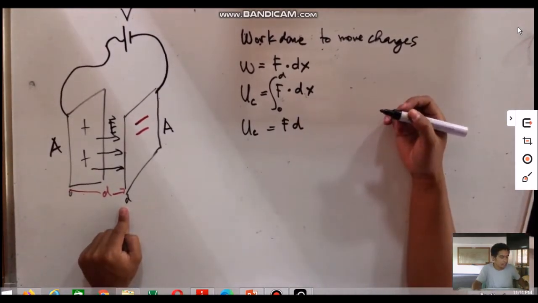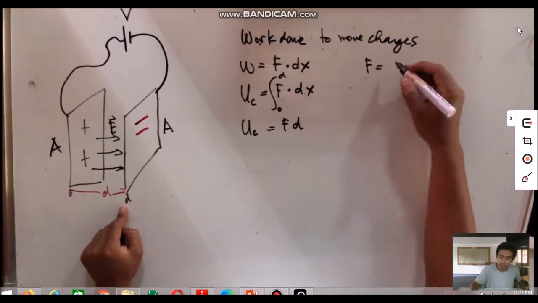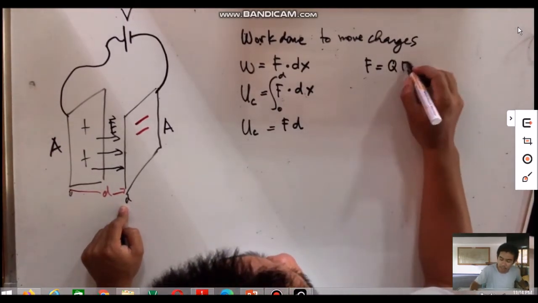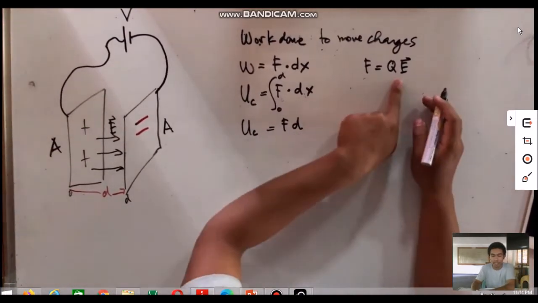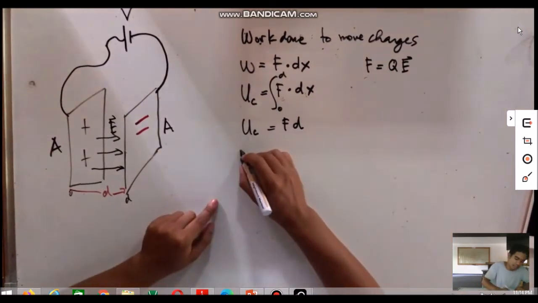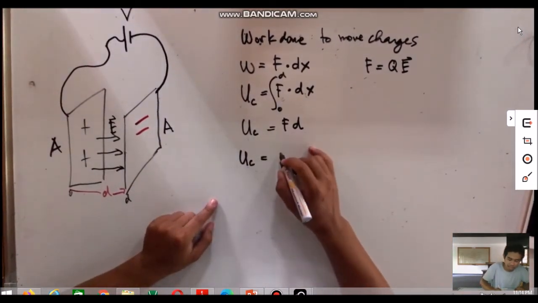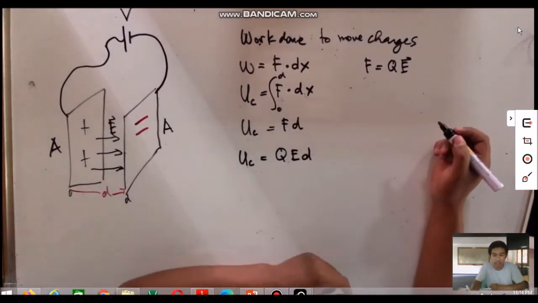Alright. Now the electrostatic force is equivalent to the charge Q times the electric field. So I will plug in Q times the electric field for F. So the potential energy is Q times the electric field times the distance.